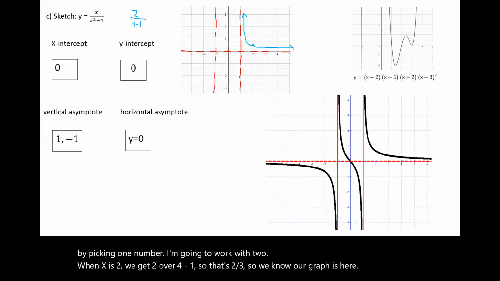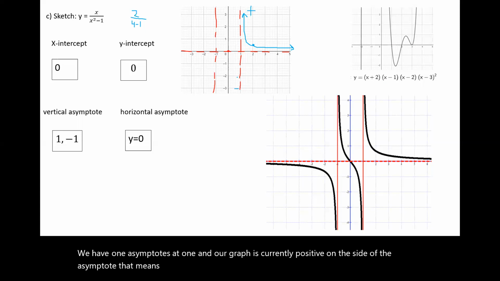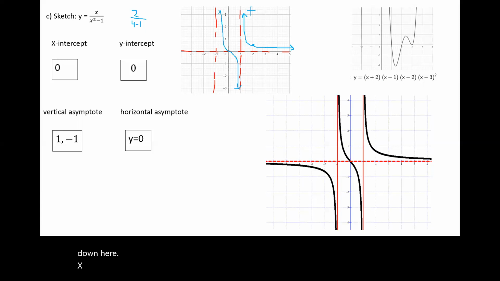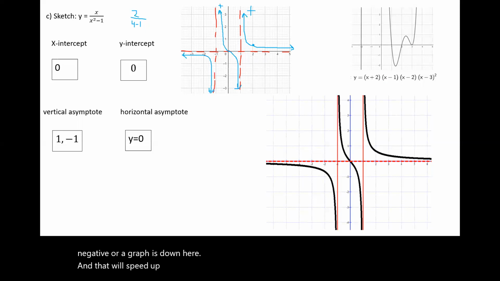We have one asymptote at 1. And our graph is currently positive on this side of the asymptote. That means immediately after crossing it, it's negative, which means our graph is down here. X-intercept must pass through. Graph is positive on this side of the asymptote. When we cross it, it would have to start negative. So our graph is down here. And that will speed up your time when you graph any sort of general rational function.